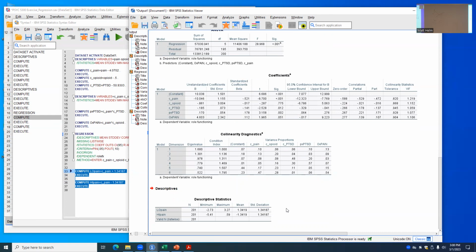So here, just to go through and double check, I just looked at descriptives for my high and low variables. Here we've got low pain. The average score at low pain is 1.34, which means 0 is below the mean. Here the average score for high pain is negative 1.34, which means that 0 is above the mean, right? So that's just kind of what's going on.